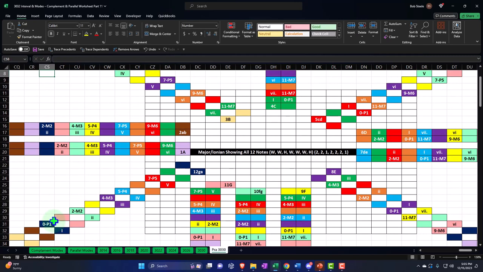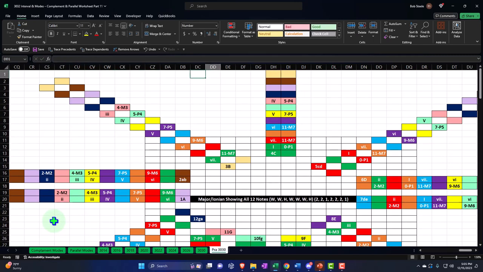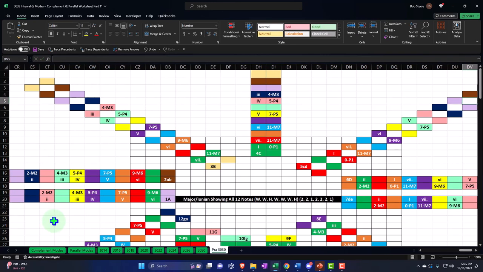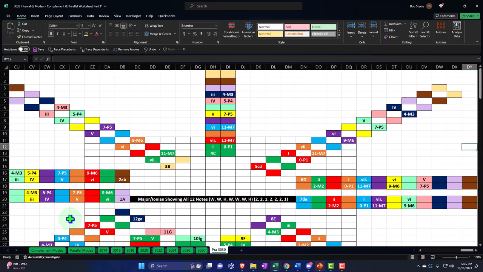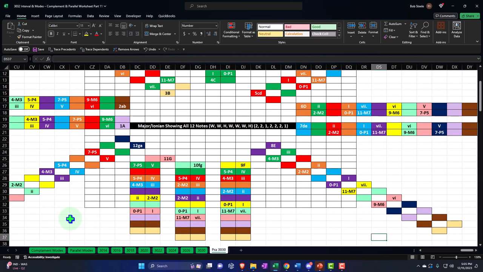Going from the 2 to the 3 is a whole step. So we skip 1, whole step to the 3. There's the 3. That's gonna be the major third. And then 3 to the 4 is a half step. So we go half step to the 4, major third, 4 notes away. 4 to the 5 is a whole step. So here's the 5 right there. It's gonna be a perfect fifth, 7 notes away. 5 to the 6 is a whole step.